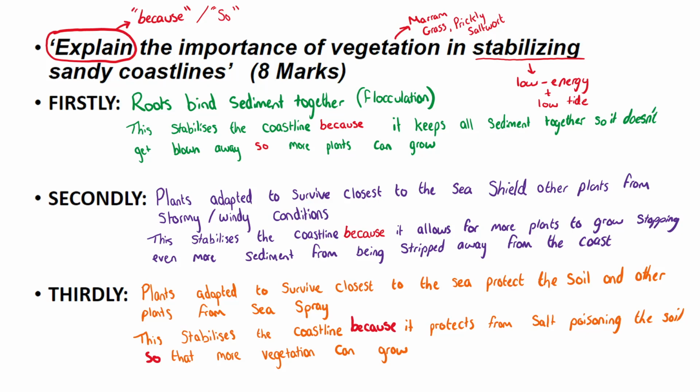Okay? So I've put it firstly, secondly, and thirdly. Firstly, it's basically that image that we looked at before. So firstly, it's all about roots binding the sediment together, flocculation. This stabilises the coastline because it keeps all the sediment together so it doesn't get blown away, so more plants can grow.